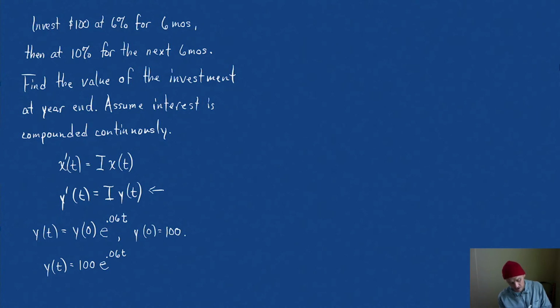Okay, now this is going to be my total investment after 6 months, because then we're going to change the investment. So let's do this. I'm going to call this y of 1/2, for the first 6 months, or half of the year, is equal to 100 e to the 0.06 times a half, and we'll just clean that up. That's 100 e to the 0.03. Okay, so this is the end of 6 months.